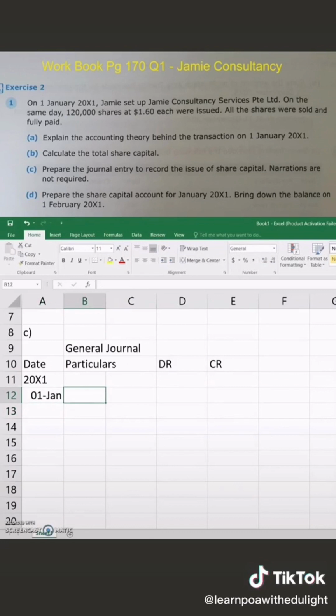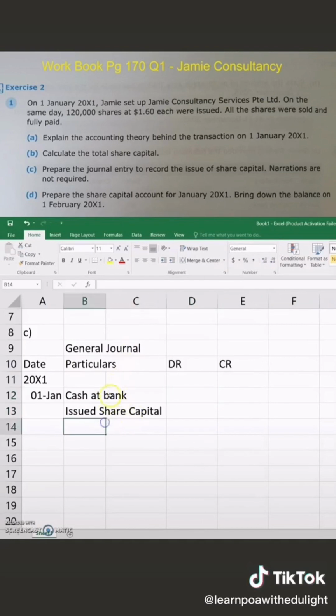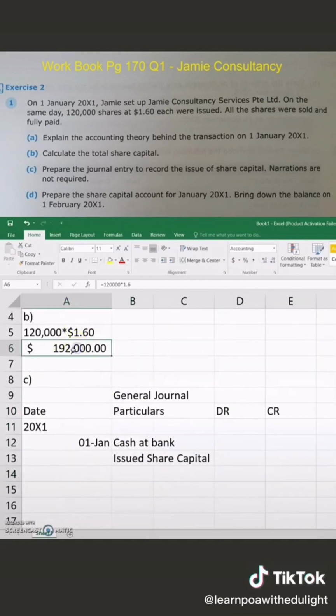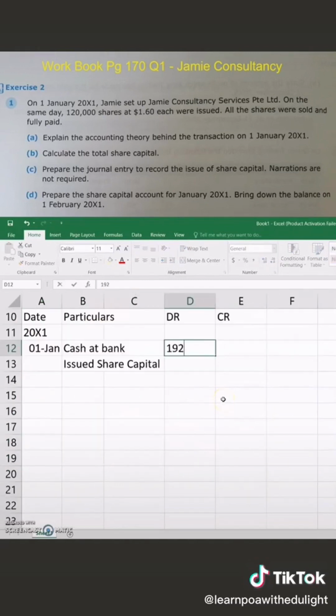Now, what will happen is you will have only one double entry when it comes to issuance of shares. Debit cash at bank, credit issued share capital. And that amount will have to be the one that we already calculated, which is 192,000. 192,000 over here, because it is 120,000 shares multiplied by $1.60.